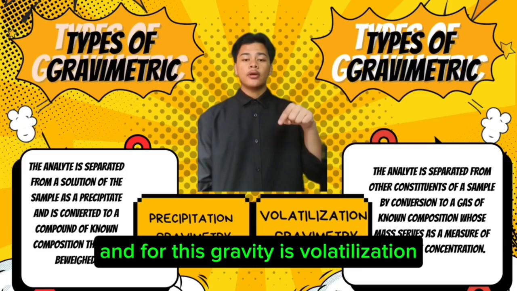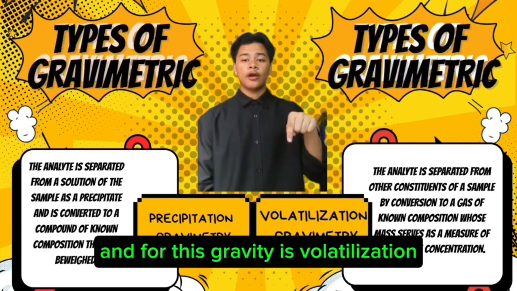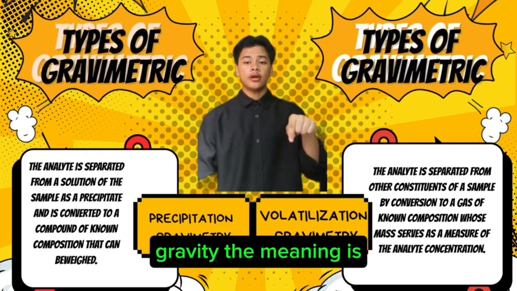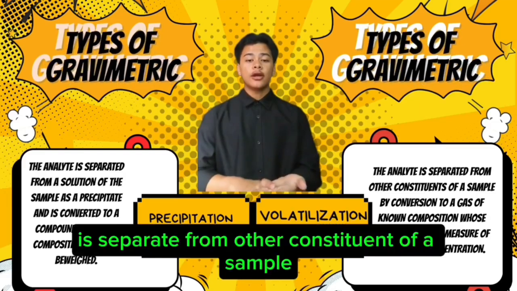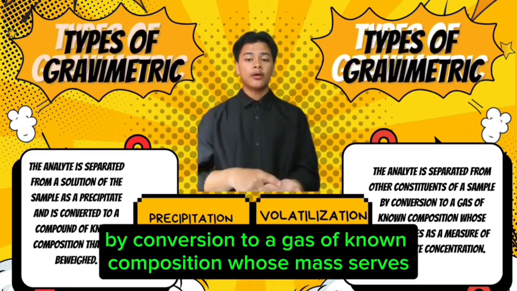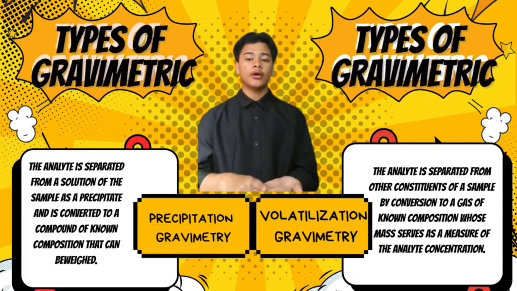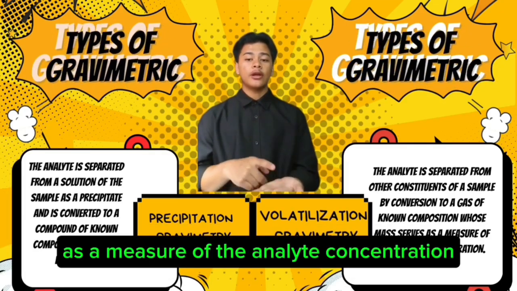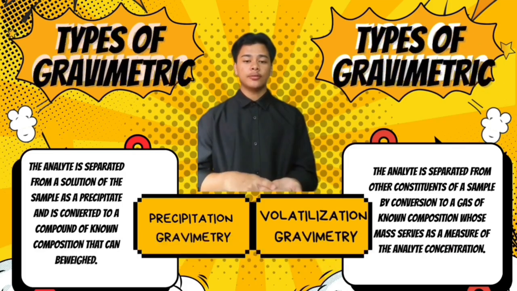And the second is volatilization gravimetry. The meaning is that the analyte is separated from other constituents of a sample by conversion to a gas of known composition, which may serve as a measure of the analyte concentration.